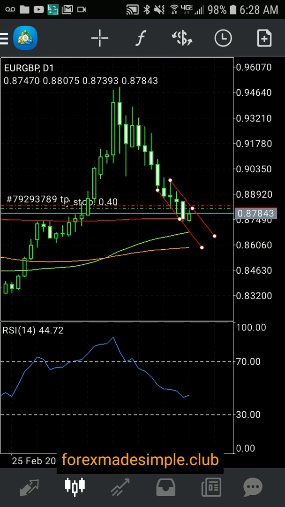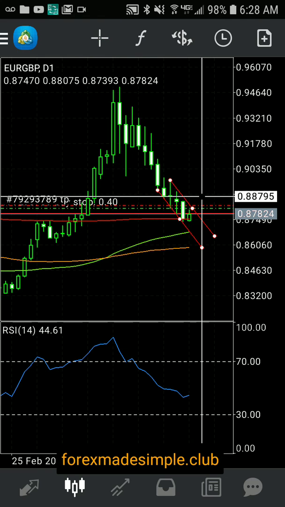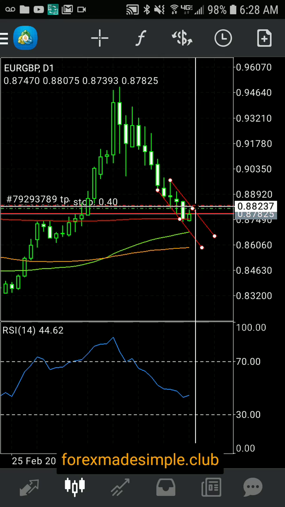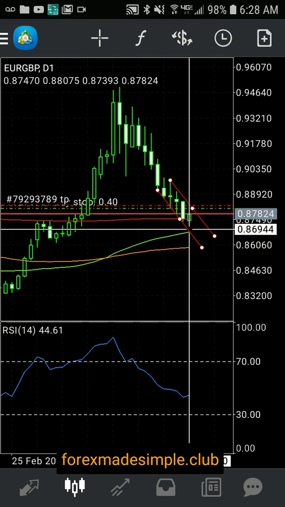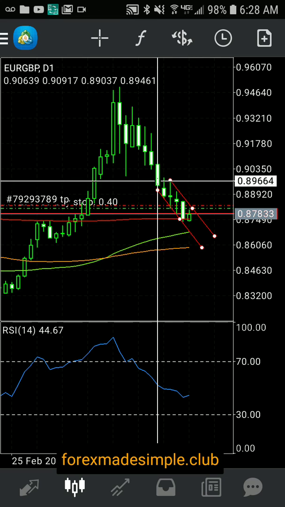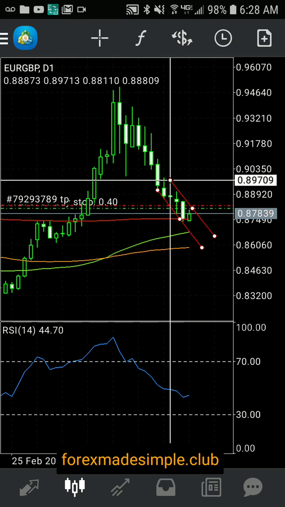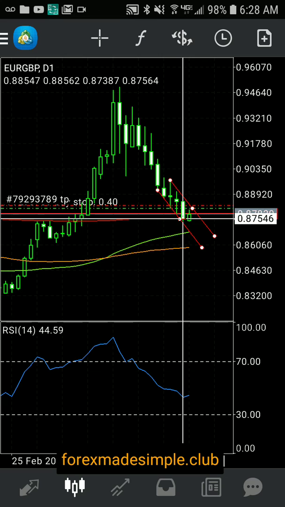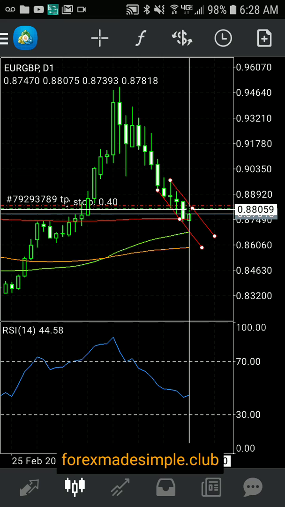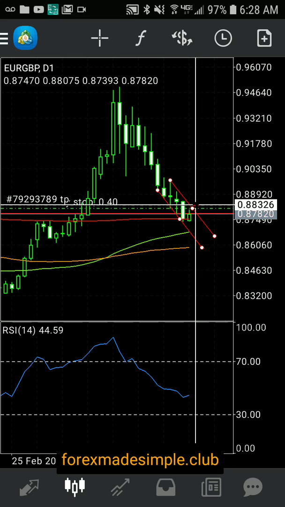Okay? So when you're in a channel, you want to sell on the lower highs, and you want to buy on the lower lows, okay? Because every time we keep going, a lower low, then a lower high, lower low, then a lower high, lower low, then a lower high. So you want to sell. It's a sell opportunity.